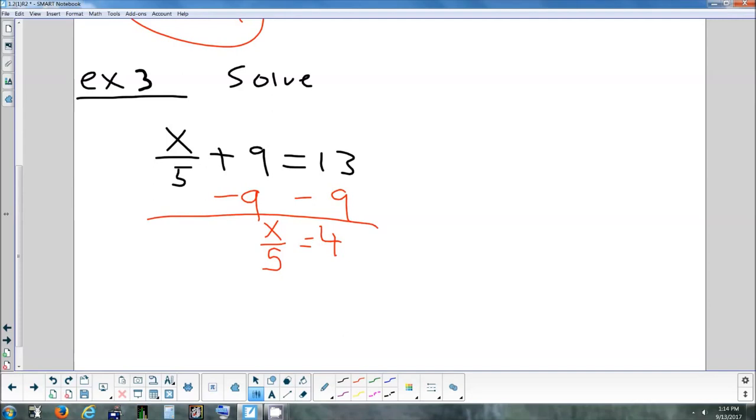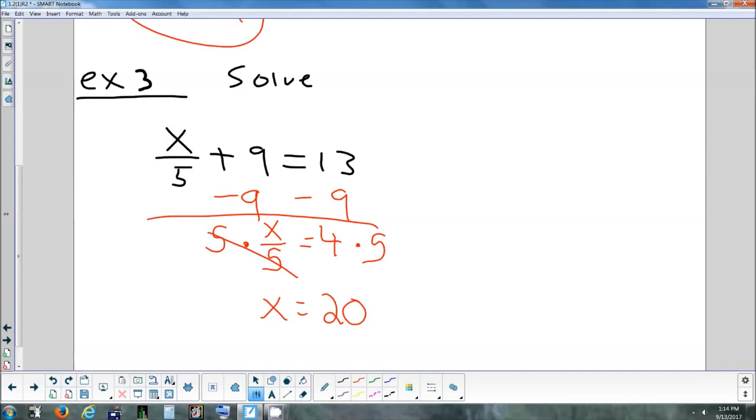And you do 5 times on both sides, okay? Then that cancels out. Then you're left with x. 4 times 5 equals 20, so x equals 20. X equals 20.